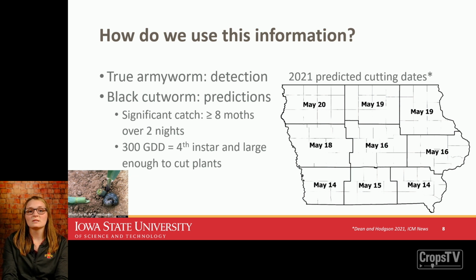So basically what I do each spring is I take the information from the trapping network, I determine if significant catches have occurred in different areas of the state, and then I'll use this year's degree day information combined with historical weather information to predict cutting dates. So it's kind of like what could be described as making a sausage. It's just kind of putting some of these things together to try to make the best predictions for farmers to use as scouting information and help determine when is the best time to begin scouting for this pest.